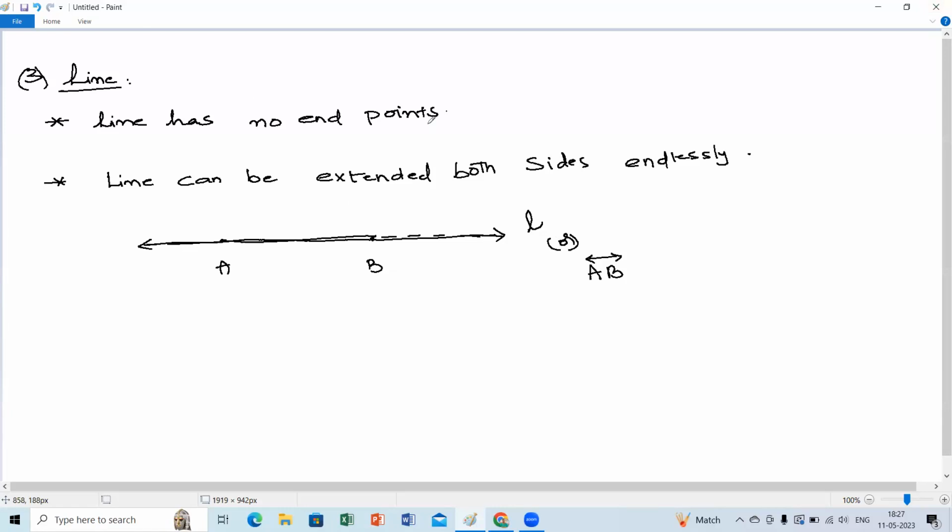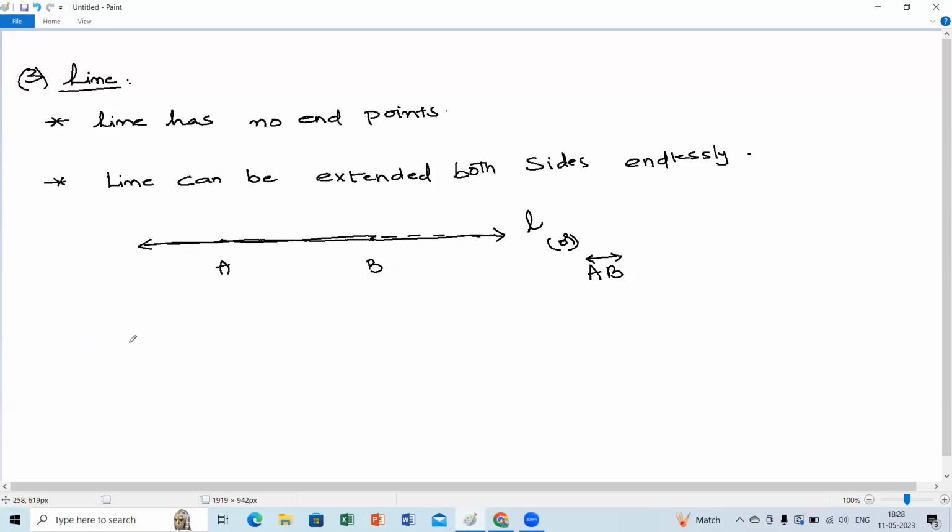Yes, ma'am? Like capital and small? Yeah, capital letters are for points. If you are using a single letter, line l, it's a lowercase letter. Suppose you are representing AB, on the top of AB you are keeping some symbol. What is this? The line symbol. You can represent it this way or this way, children. Both ways you can represent.